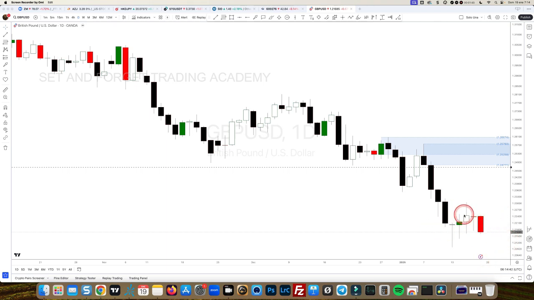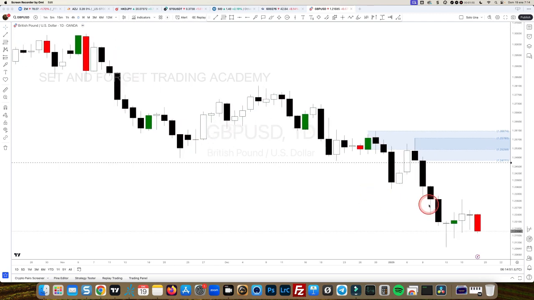So a continuation pattern is usually a formation that shows sideways price action, and they are usually corrective moves before the price resumes the prevailing trend. Unlike reversal patterns that indicate a change in the trend, continuation patterns show a temporary pause, like this one over here, before the trend continues. So the price action stalls for a few days or a few candlesticks, and then it drops.